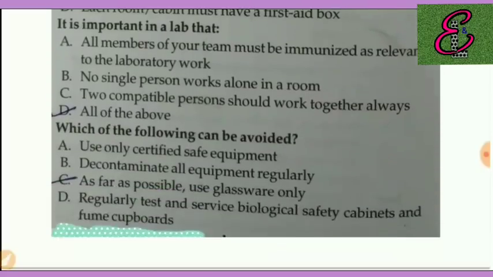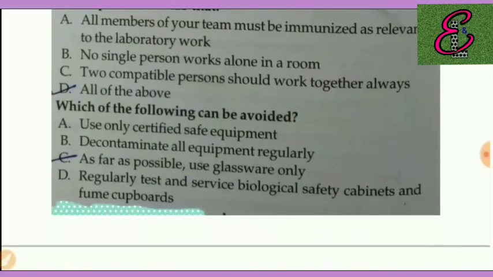The next question is, which of the following can be avoided? As far as possible, use glassware only can be avoided.